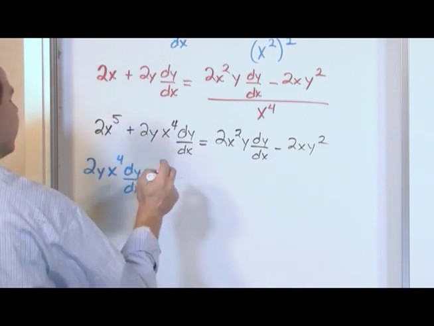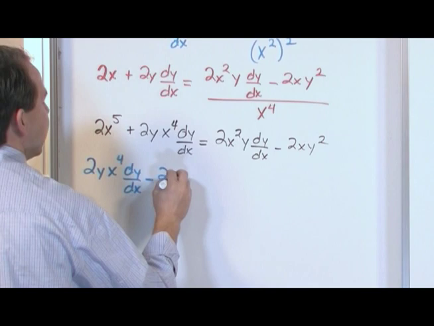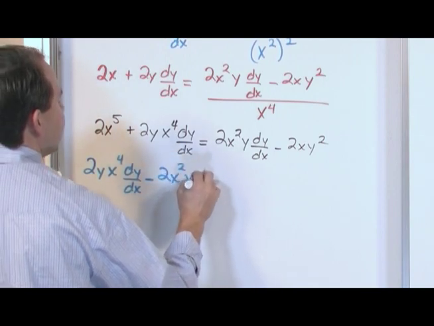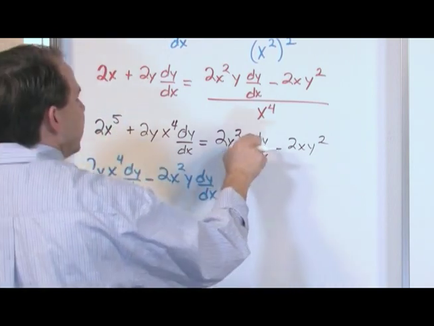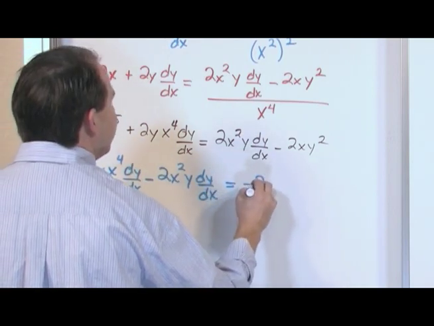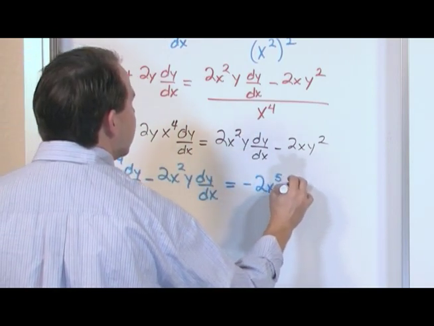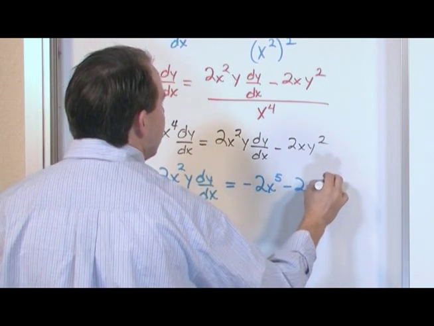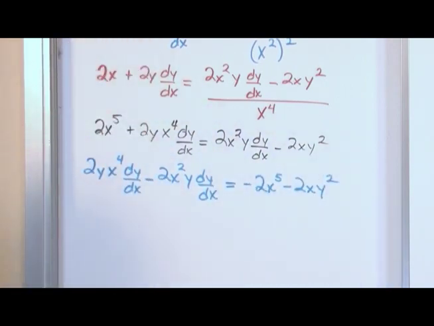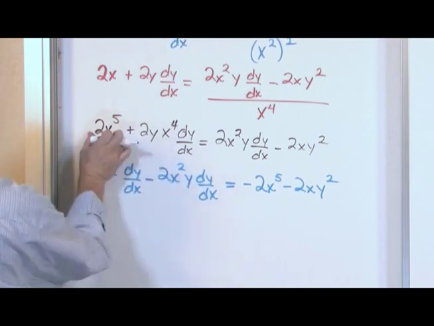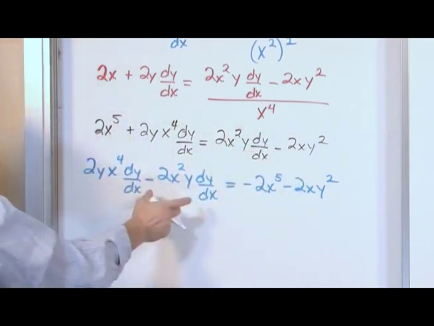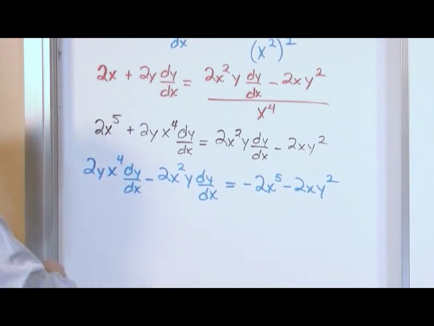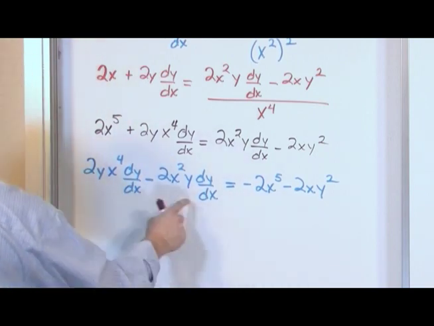Now we're subtracting this term over, so minus 2x squared y dy/dx. All right, now don't forget we move this over here, so we're going to have equals negative 2x to the fifth minus 2xy squared. Make sure you understand. All we did was flip some terms around. We take this guy, subtract it over there, that puts it there. We take this guy, subtract it over here, puts it over here. The only reason we're doing this is so we can basically solve for dy/dx.